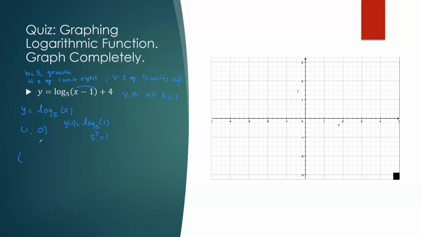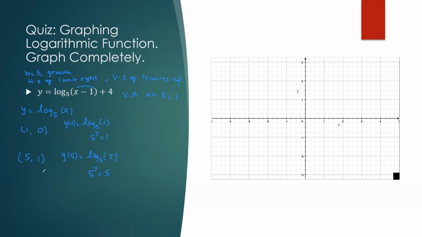Okay. The next x value I will use is 5. Could you use 4? Yes. Could you use 3? Yes. But I really don't want to deal with decimals. You'll see y of 5 comes out nicely. So y of 5 would be log base 5 of 5. This is equivalent to saying 5 raised to the what power gives you 5? 1, right? 5 to the first power gives you 5. So your y value will be 1.